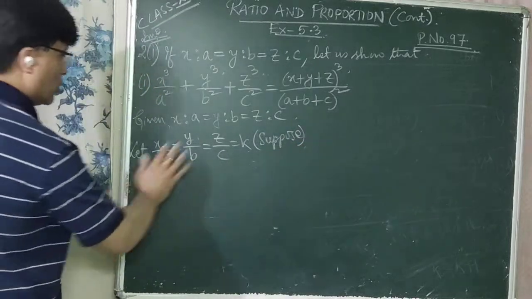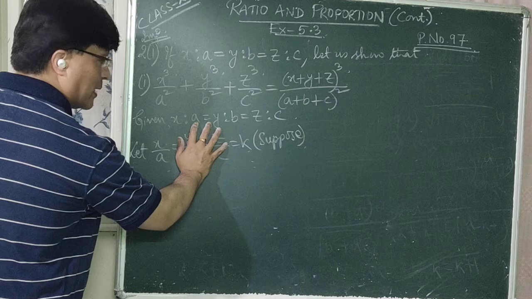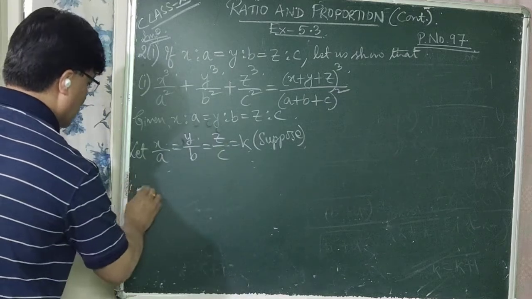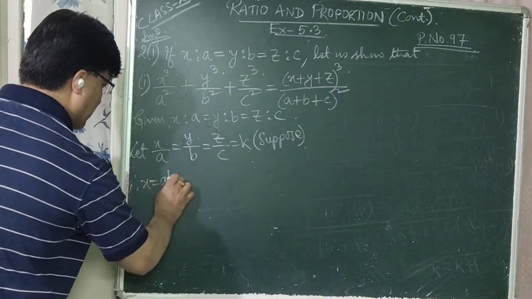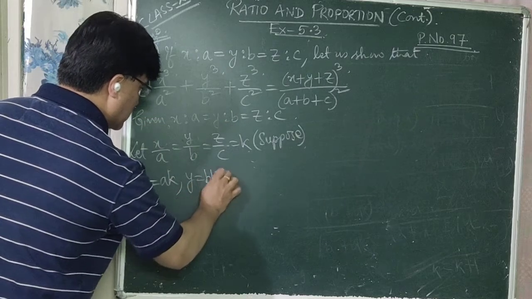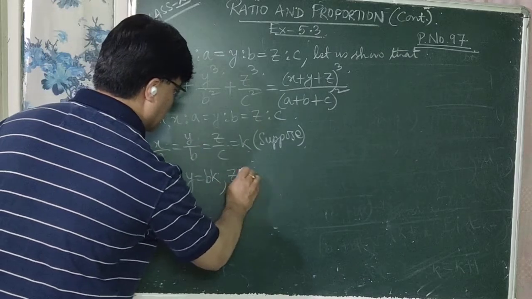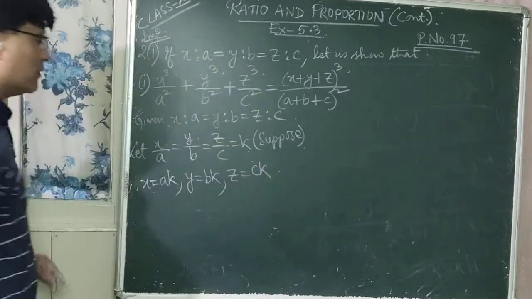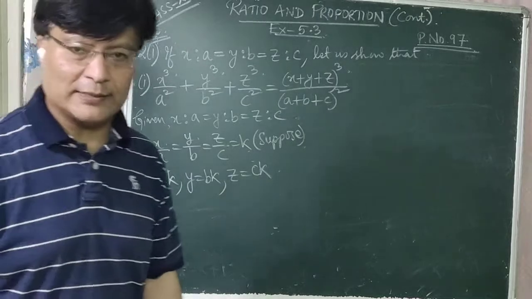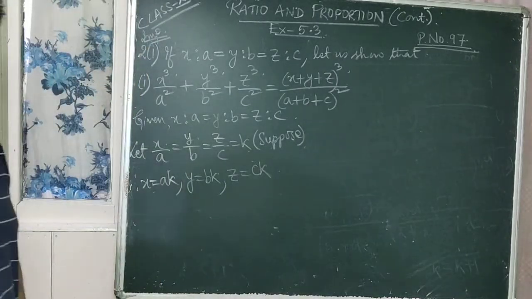Right? So covering these two, what is the value of x? You can cross multiply. X is equal to aK. Therefore x is equal to aK. Again covering these two, y is equal to bK, and again covering these two, z is equal to cK. So we have got the values for x, y and z. That is x is equal to aK, y is equal to bK, and z is equal to cK.